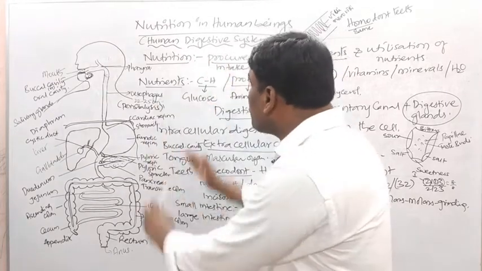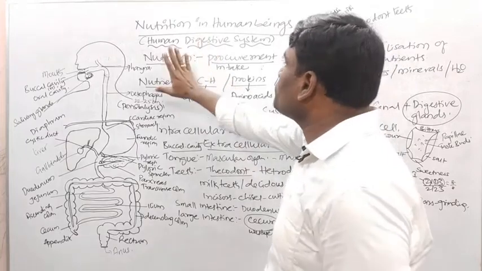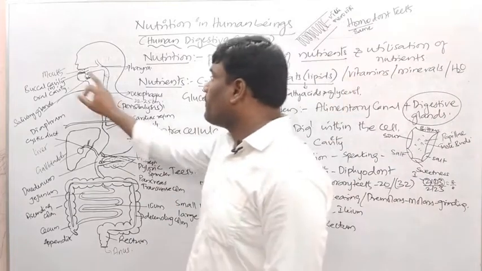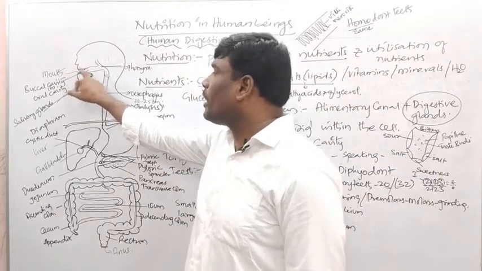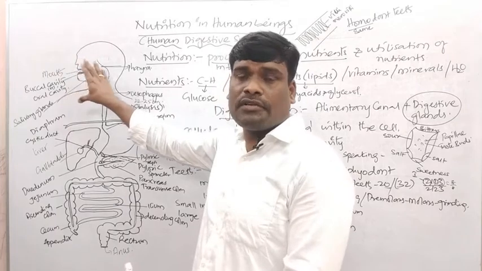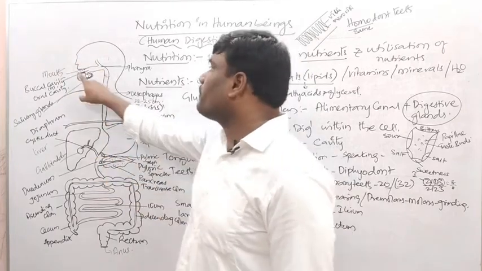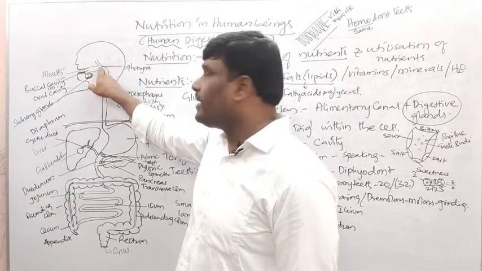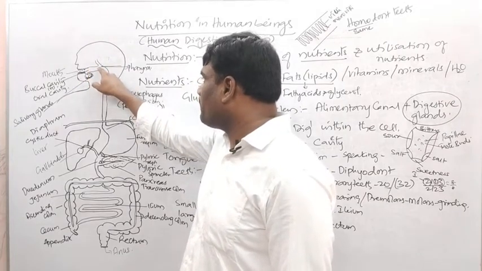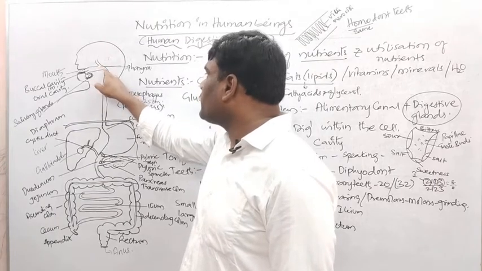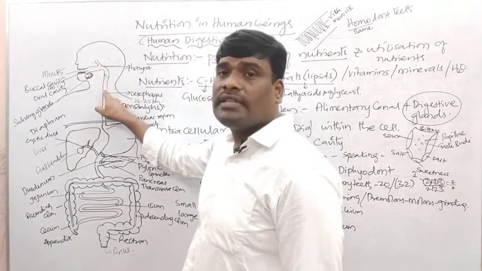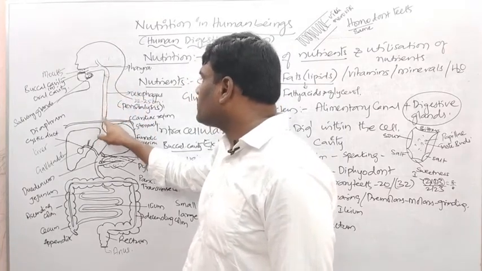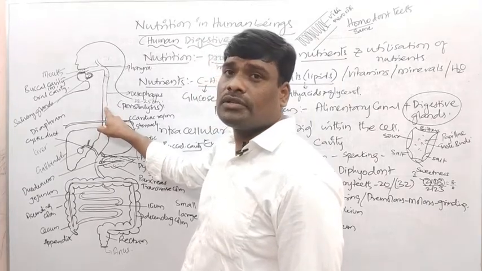So this is only about the alimentary canal, isn't it? Let us see the passage of food in the alimentary canal. Here is the mouth, then the buccal cavity, and the common passage pharynx. From the pharynx the bolus enters into the esophagus with the help of peristaltic movements. The esophagus is also called the food pipe.